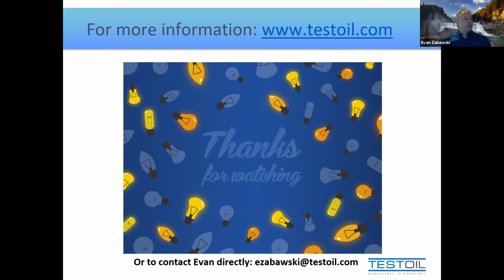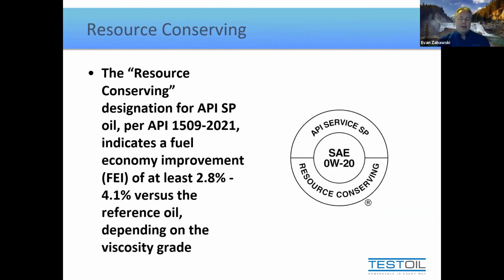So I didn't throw this in the presentation, but when it comes to API certifications and fuel efficiency, the way API defines if an oil is fuel efficient or not, when it says resource conserving in the bottom half of the donut, is all about a reference oil. So here we go, there's the statistics. They have their own reference fluid and you have to run the engine on the reference oil and measure its fuel economy. And then you swap out to this new oil that you have, in the same grade.